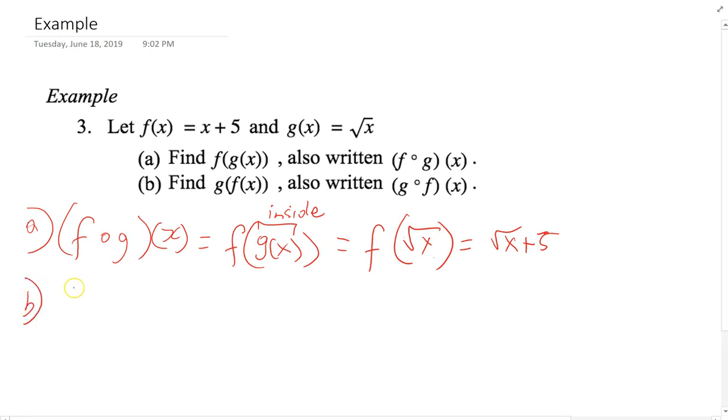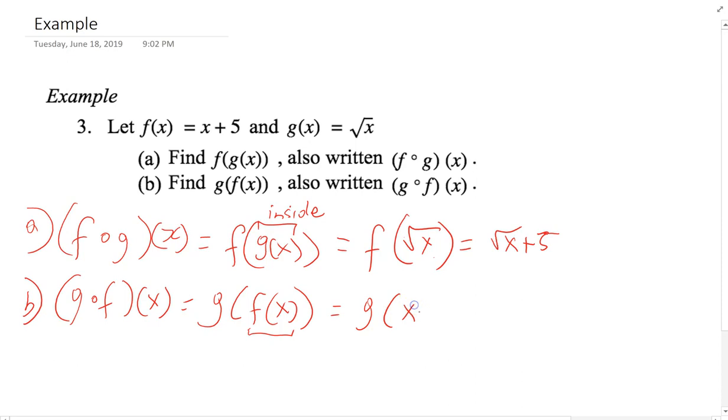So part B, g of f of x is equal to g parentheses f of x. f of x now is your input, so we replace this f of x here with x plus 5, so that's going to be the g of x plus 5. And the g function is a square root function of x, so that would be the square root of all of x plus 5.